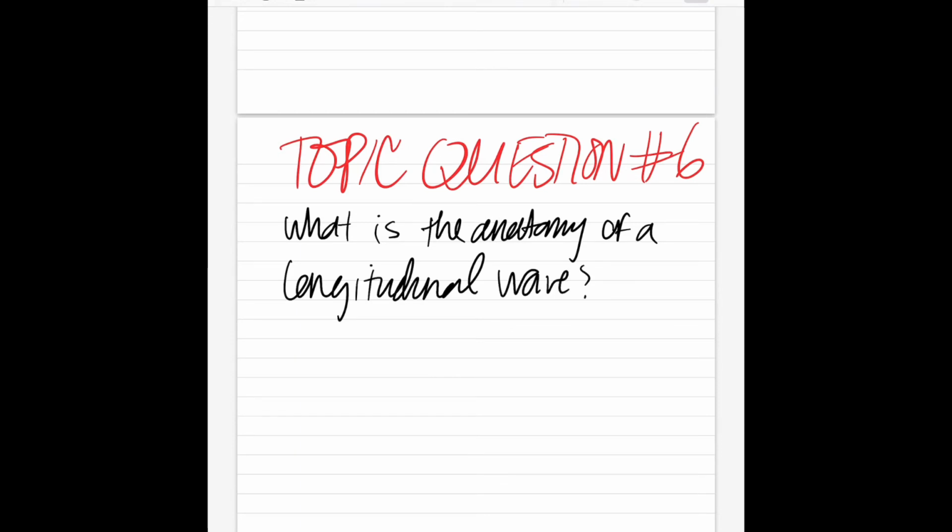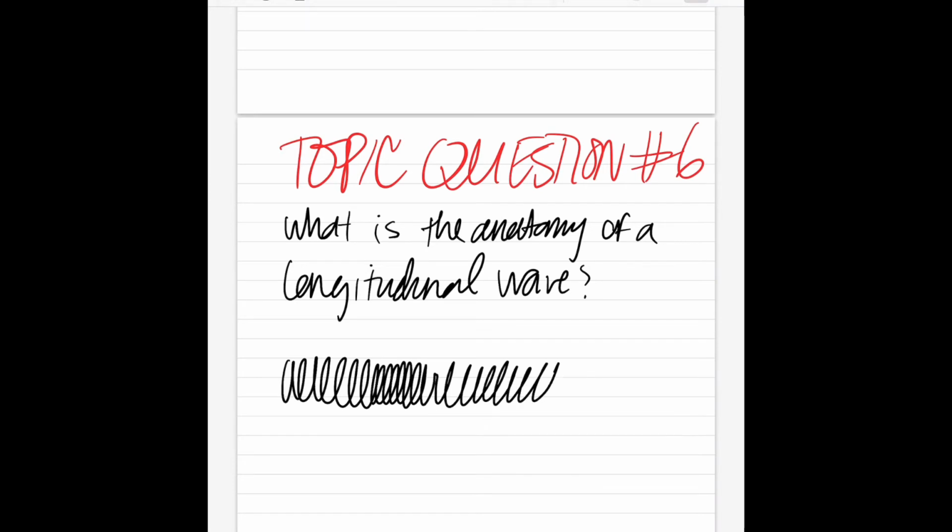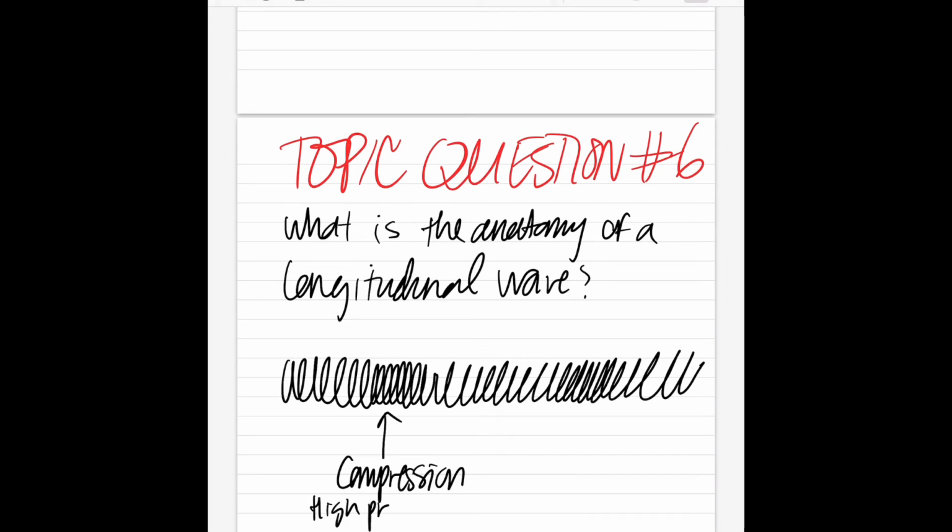Remember, this is the one where you've got a spring, and it's bunched up in one area, and then it goes out, and then it's bunched up at another area, and then it goes out. Where it is close together like that, that is called a compression. We talked about this a little bit yesterday. That is a compression. That is a high pressure area where particles of the wave crowd together.